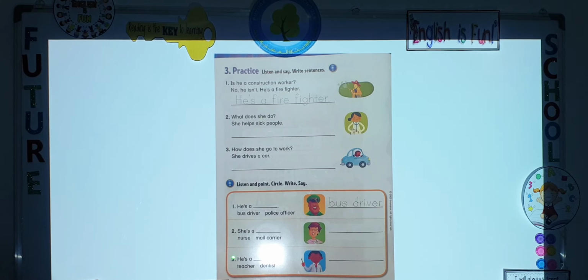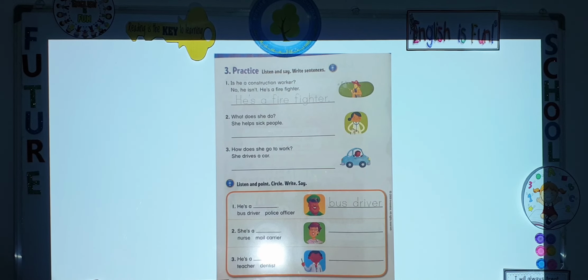Number 3. He's a teacher, dentist. Okay. Now, look at the picture. What can you see? Can you see a teacher or a dentist? What can you see, teacher Mace? I guess he's a dentist. Yes, he is a dentist because he's holding what? A toothbrush, I guess. Yes, he's a dentist.